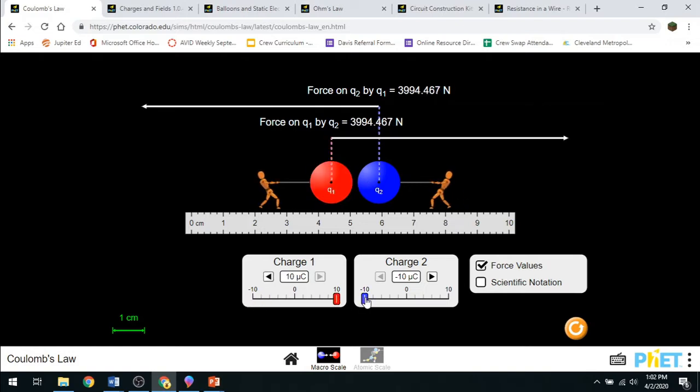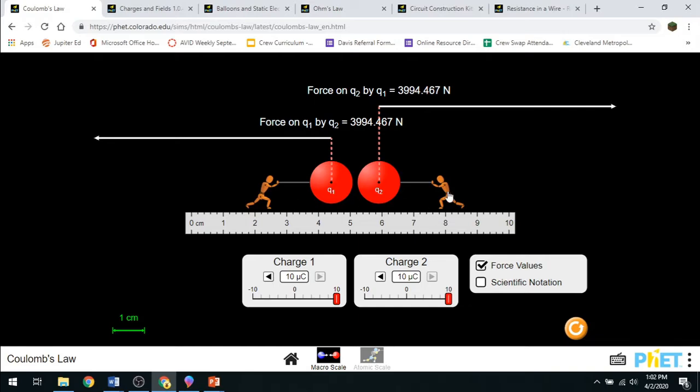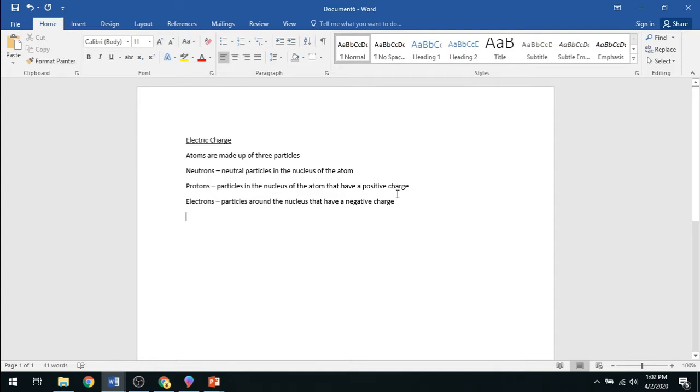If we change these both to be positive charges, the same thing happens. So what we can learn from that is that particles with like charges repel each other.